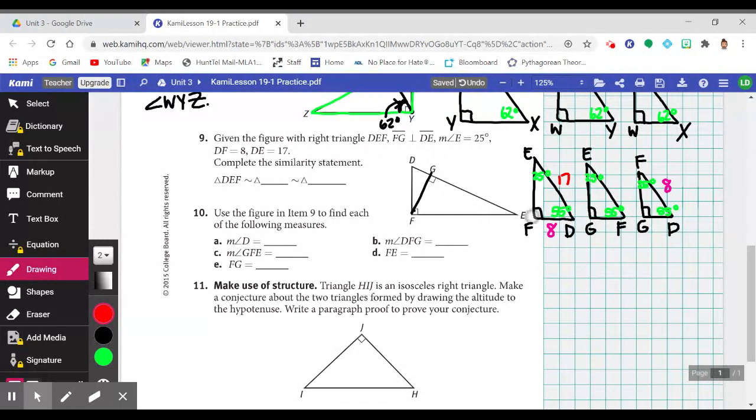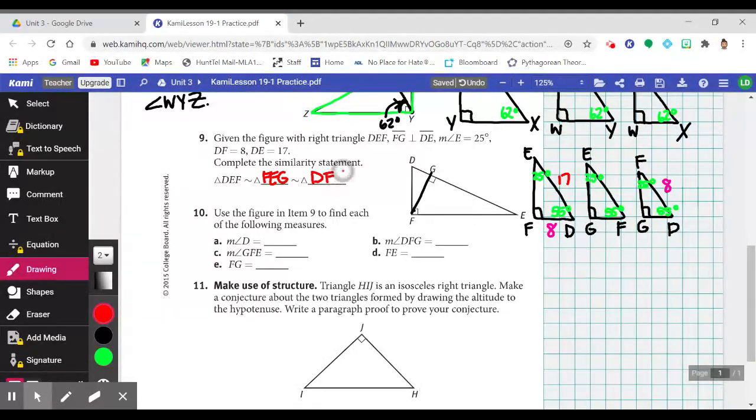Triangle DEF is similar to triangle FEG. Notice how I did that. I started with vertex D because that's what they started with. DEF will be similar to triangle FEG. Doesn't matter if you listed the medium triangle second or last. It just makes sense if we start large, then we'll go medium, then small. And so if it's triangle DEF similar to triangle FEG, it would be similar to triangle DFG.